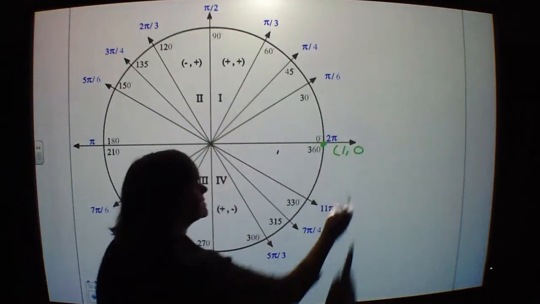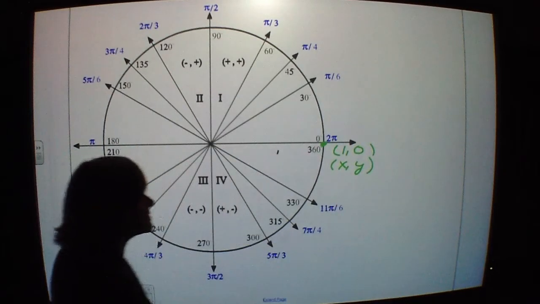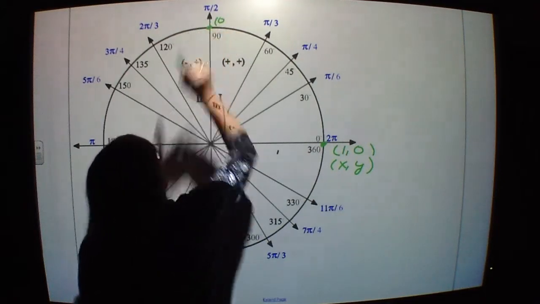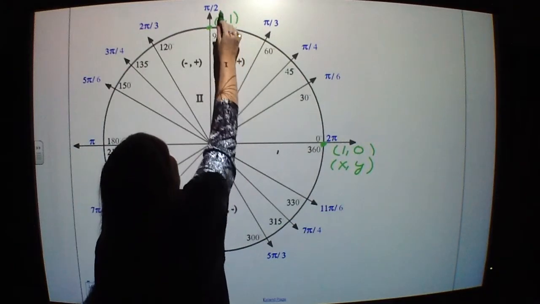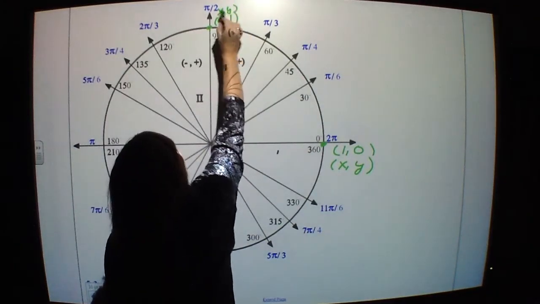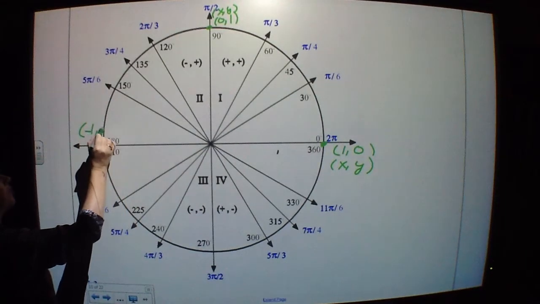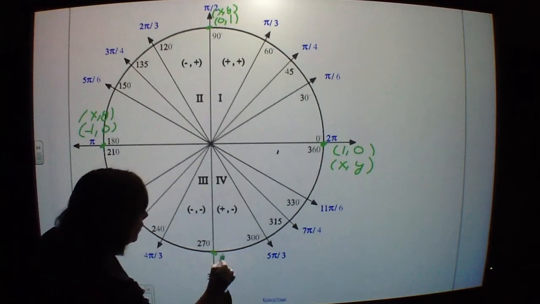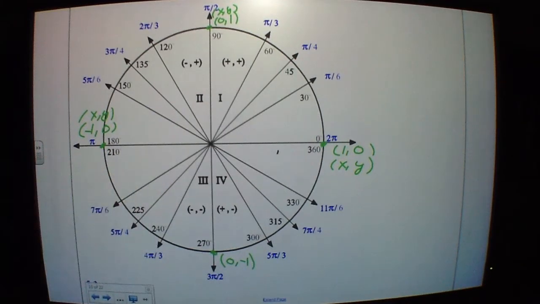So if you're at certain points, like right here, this is the point (1, 0). This means your x is 1 and your y is 0. If you're right here at 90 degrees or pi over 2, that's 0 over and 1 up. Remember, your x is 0, your y is 1. If I'm over here at this point on the unit circle, x is negative 1, y is 0. If I'm down at this point, x is 0, y is negative 1. So around the unit circle, those are your x's and y's.